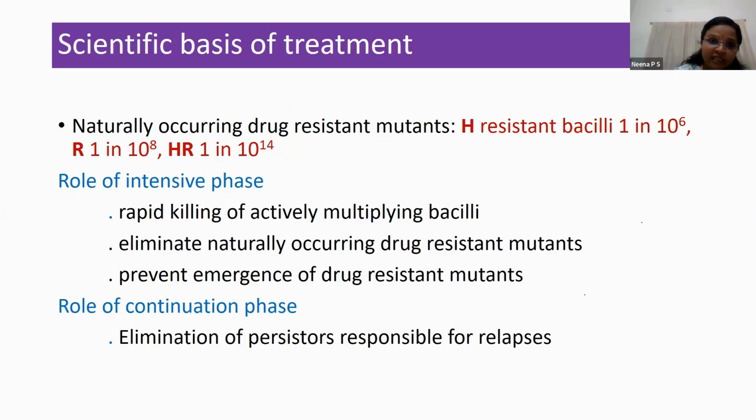And you also need to understand that an untreated patient will always have some sort of naturally occurring drug-resistant mutants, and it is estimated that around 1 in 10 raised to 6 will be INH resistant, and 1 in 10 raised to 8 can be RIF resistant, and 1 in 10 raised to 14 can be both H and R resistant. So by giving all the 4 drugs, you need to prevent the rapid multiplication and these naturally occurring drug-resistant mutants also, so that we can prevent the emergence of drug-resistant mutants as well. And the role of the continuation phase is elimination of the persisters so that we can prevent the relapse later on. So this is the purpose of treating in 2 phases, intensive phase as well as continuation phase.